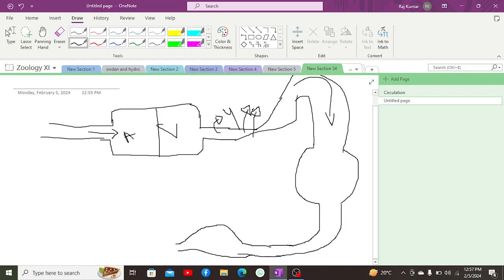Once it is transferred into different parts of the body, the blood again becomes deoxygenated and is then transferred through the different veins back into the sinus venosus, and from the sinus venosus it is transferred back into the heart. So this is a single circuit circulation.